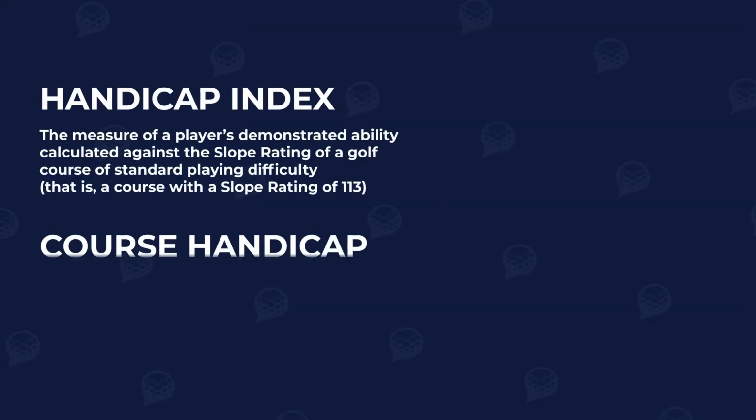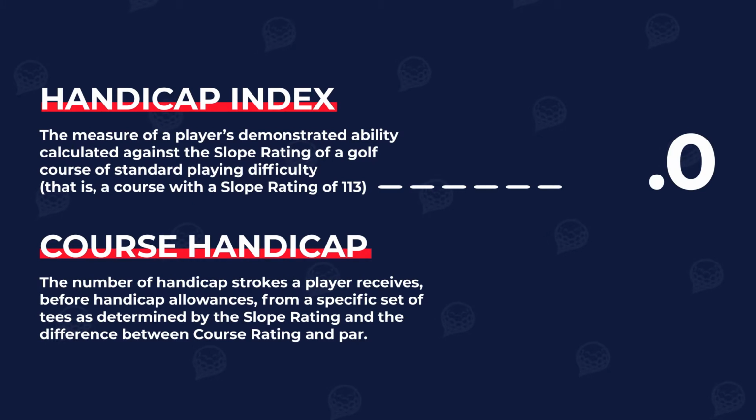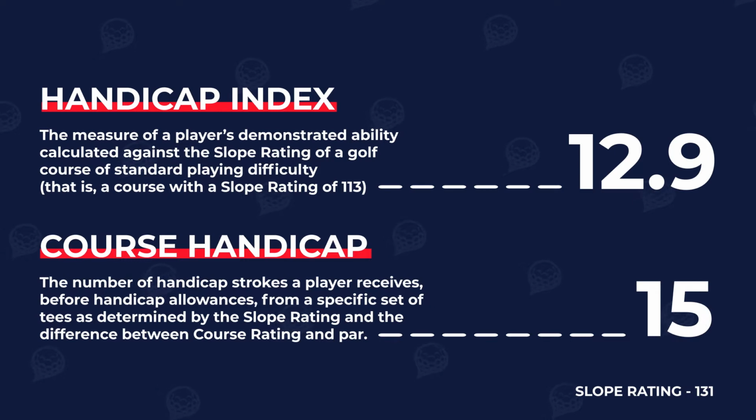Now, first things first, there's the handicap index and then there's the course handicap. The handicap index is basically a one decimal number. My handicap index is 12.9. When I play at a golf course with a slope rating of, let's say, 131, my course handicap then becomes 15. Let's say if I play at a different golf course with a slope rating of 138, then my handicap for that day will be higher, maybe at 16. So it really depends on the slope rating that you're playing at on the golf course.